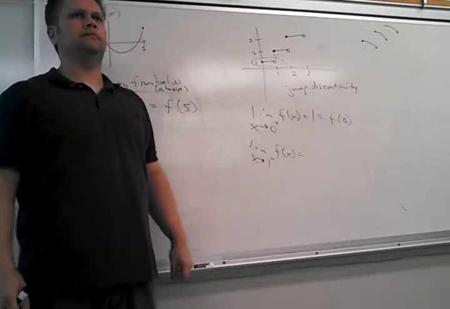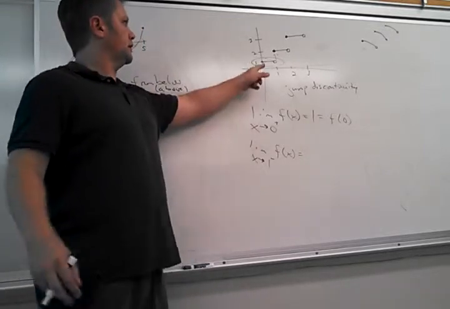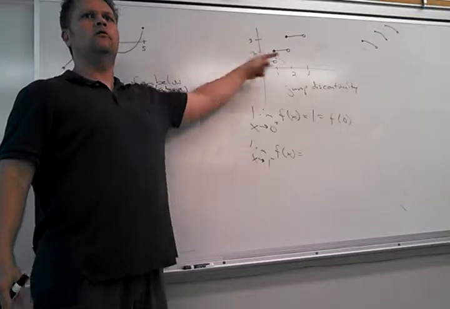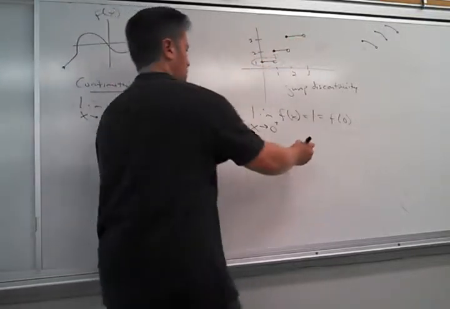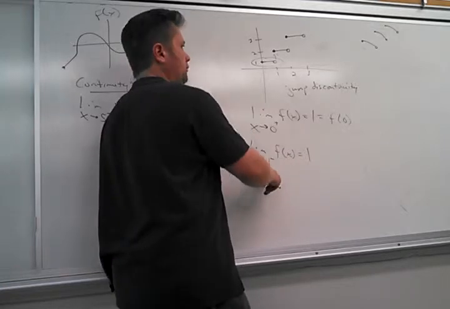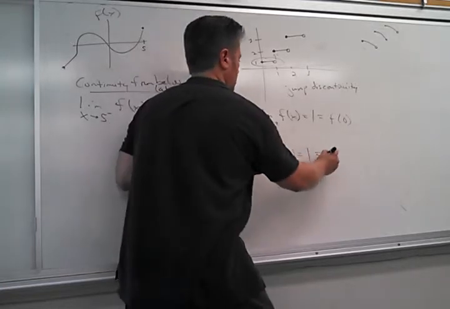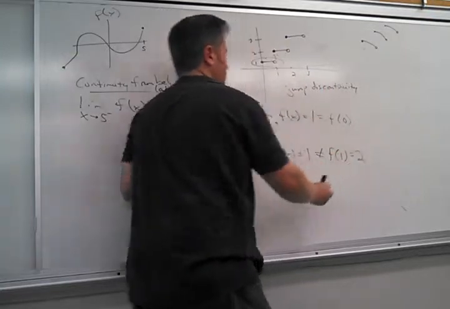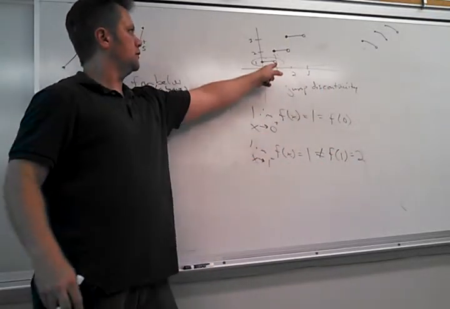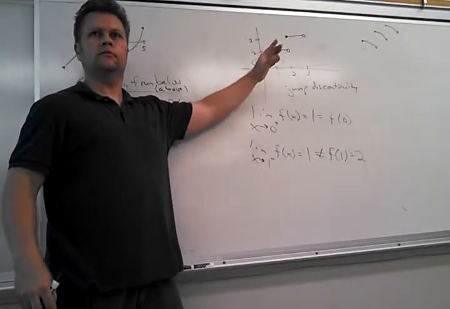0.999. Nah, come on. What's the limit as x goes to 1 from below? 1. It's 1 the whole way along, right? But is it continuous? Is that equal to f of 1? No, not equal to f of 1, because f of 1 equals 2. So it's not continuous from below at 1.